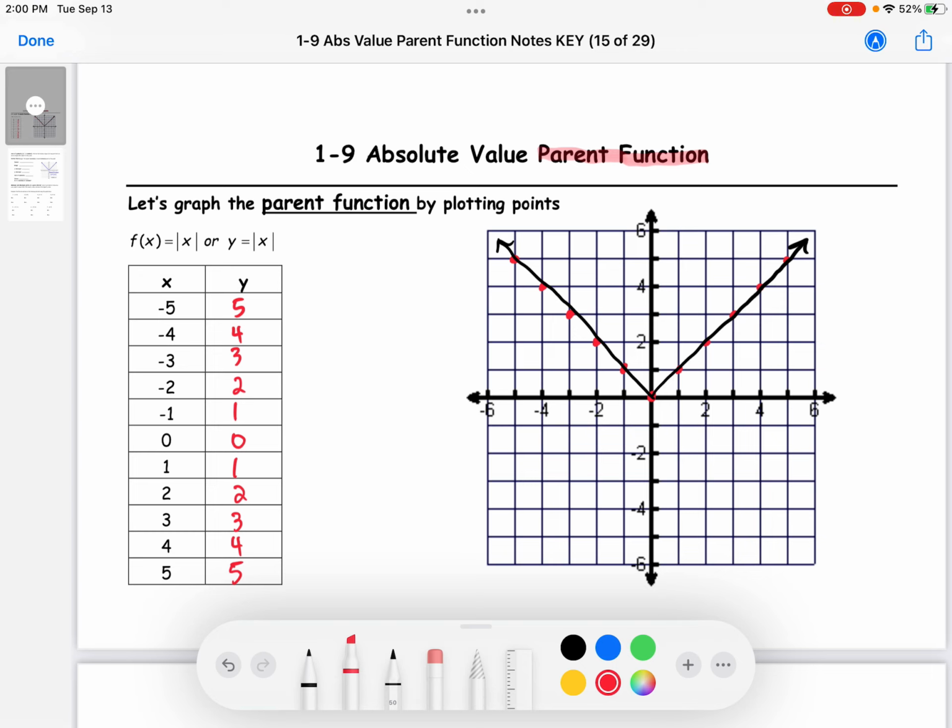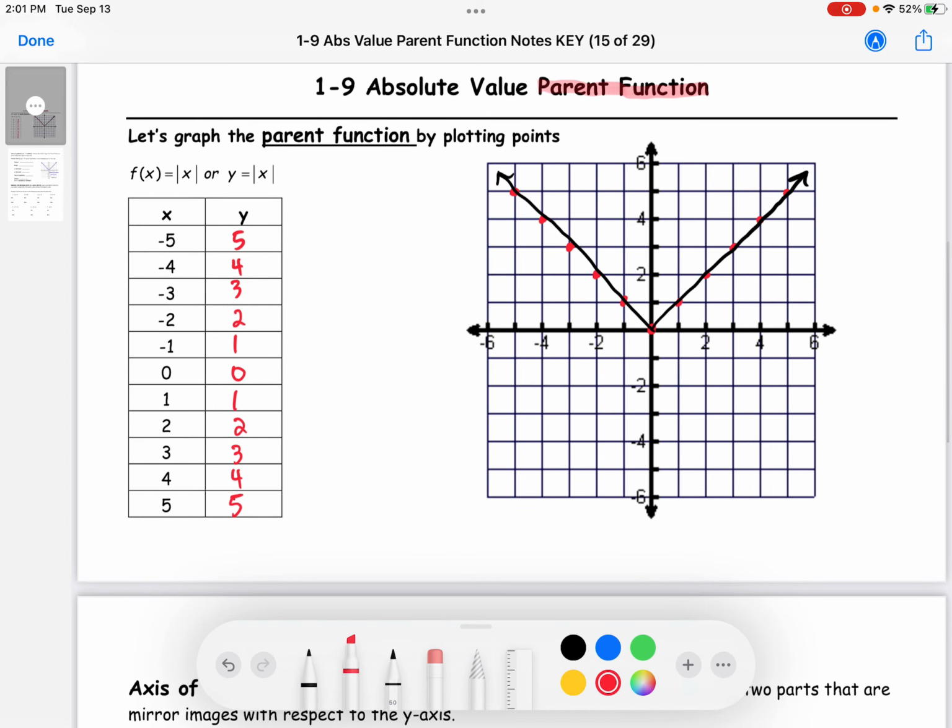And you're going to see in the later lessons that the reason it's called the parent is because you can find variations and different versions of absolute values that are all based on this original one. But as for right now, we're just going to be talking about this one single function, okay? The parent function of absolute values.